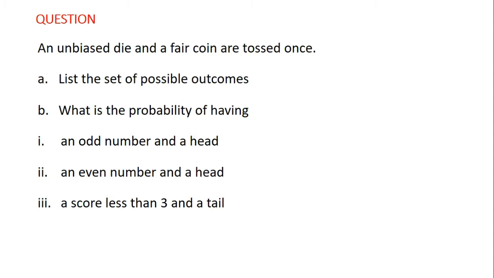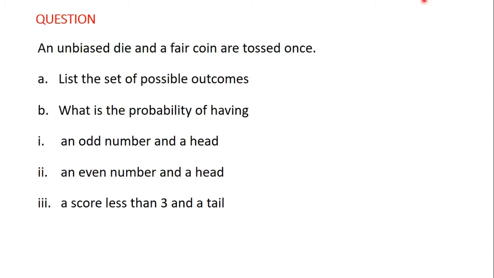A. List the set of possible outcomes. B. What is the probability of having I, an odd number and a head; II, an even number and a head; III, a score less than 3 and a tail.